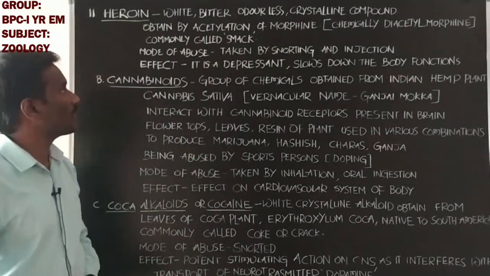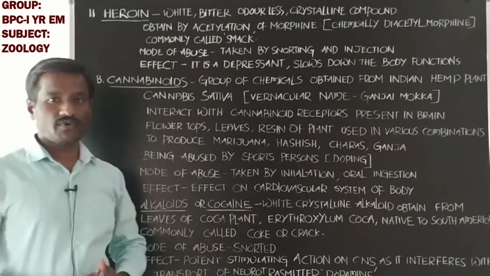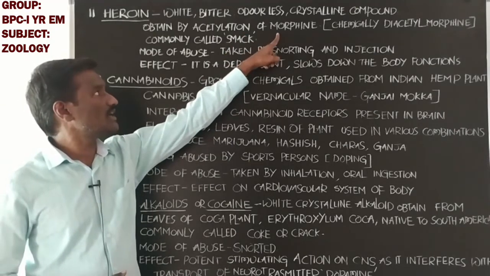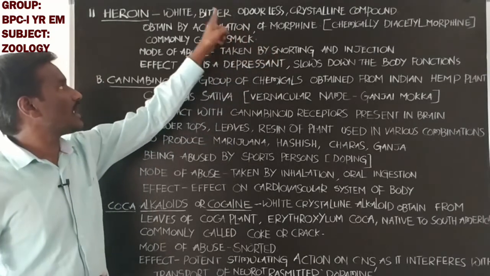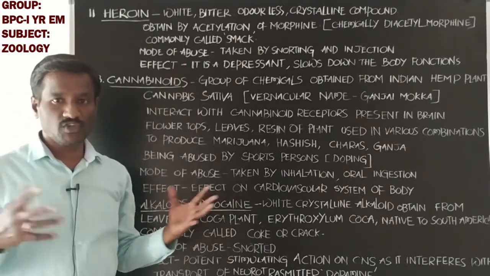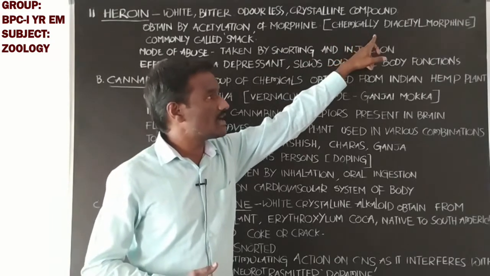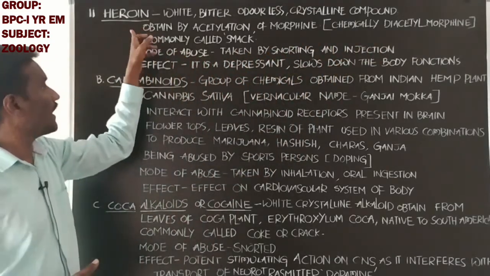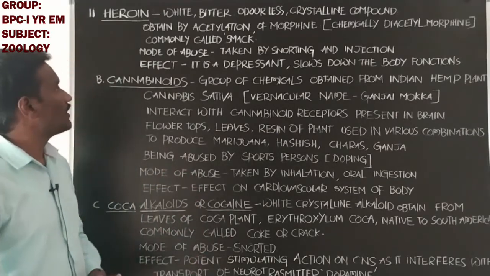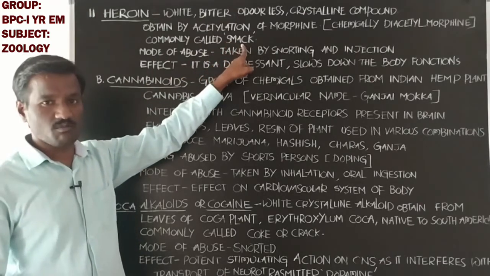Next, heroin is obtained from the acetylation of morphine. Morphine goes through acetylation and is converted into heroin. Chemically, it is diacetyl morphine. Heroin is also commonly called smoke.